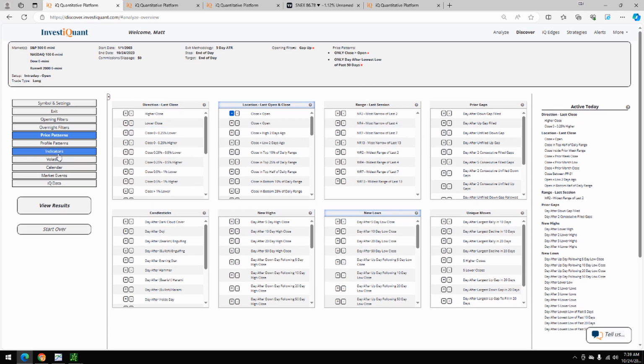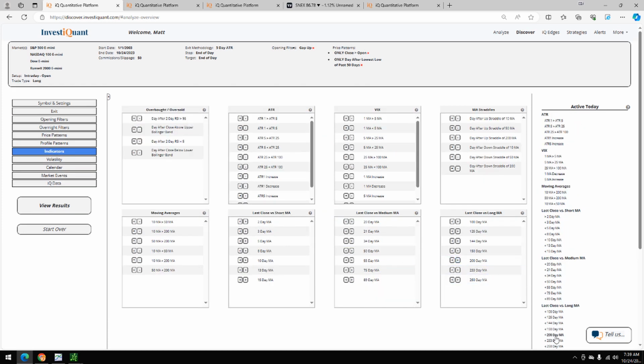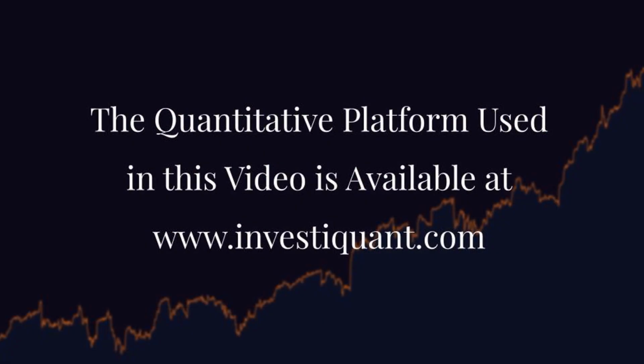Now I'm going to go to the indicators library to put us in a similar market environment. Yesterday, the S&P closed below the 200 and below the 10-day simple moving average. Now I can click View Results.